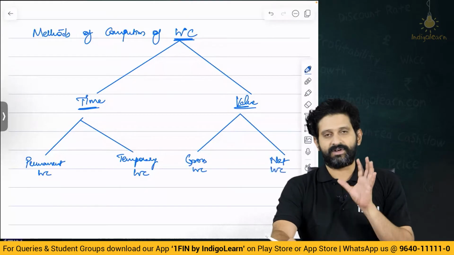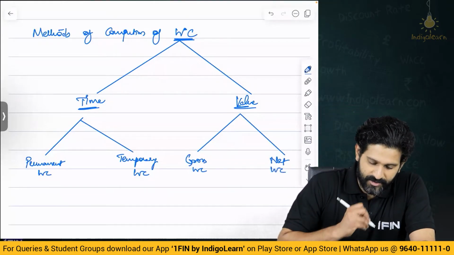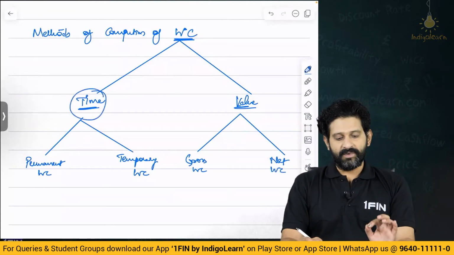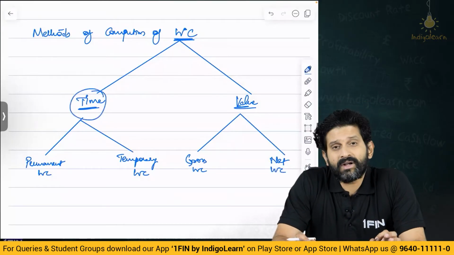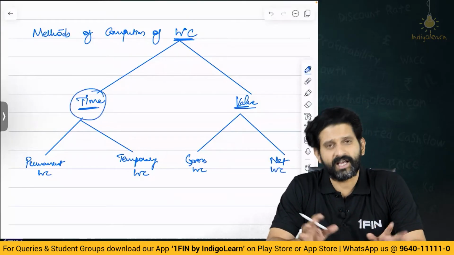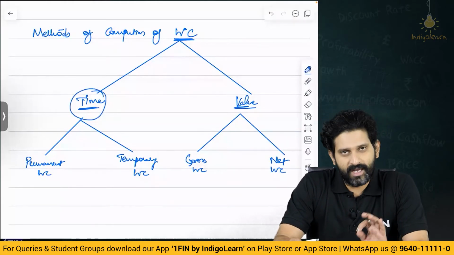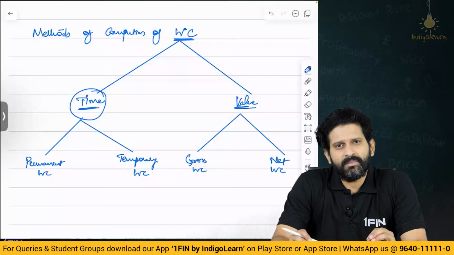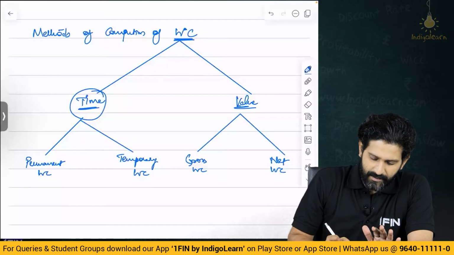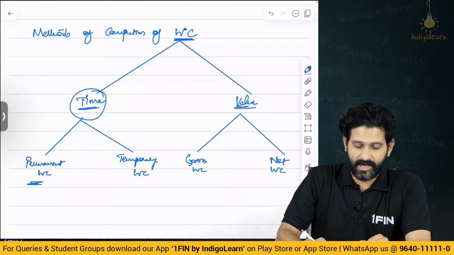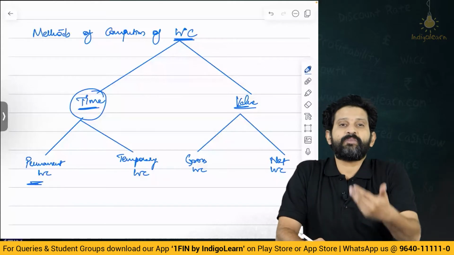These are all the theoretical ways of understanding. First of all, what is working capital? How is it computed? We said on the basis of time, permanent working capital and temporary working capital. Now, what is permanent working capital? Friends, the working capital which is required at all times, which is permanently required, is our permanent working capital. In other words, it is the minimum amount of working capital required by any company. Now, what is temporary working capital? That is the working capital which is required over and above the permanent working capital.